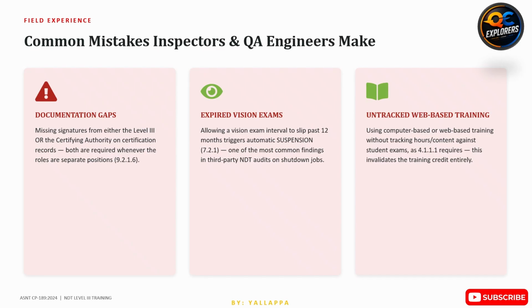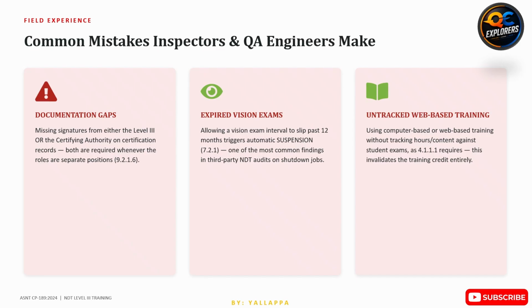Let's begin with the first topic: documentation gaps. One of the most common audit findings is missing signatures on certification records. CP-189 requires certification records to be signed by both the verifying Level 3 and the certifying authority whenever these are separate positions. Both signatures demonstrate that the candidate's qualifications have been technically verified and formally approved before certification is issued.